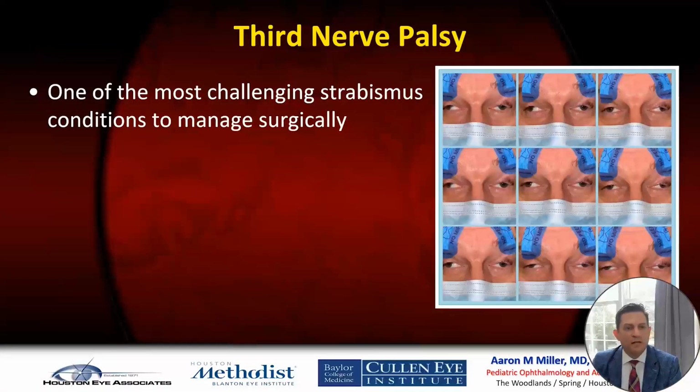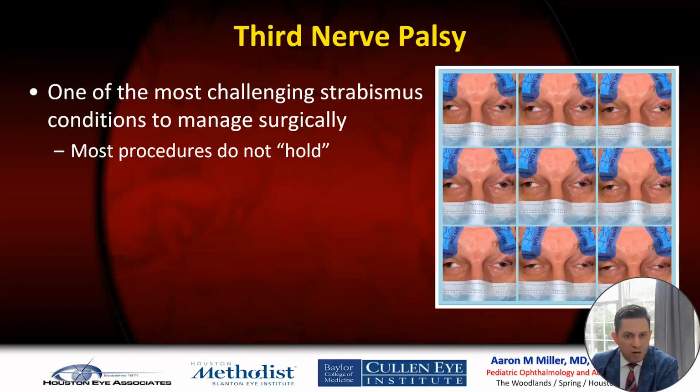So now I'd like to talk a little bit about third nerve palsy. In my experience, third nerve palsy is one of the most challenging strabismus conditions to manage when it comes to surgery. For those that have done this, the procedures tend not to hold. They don't provide a good long-term solution.